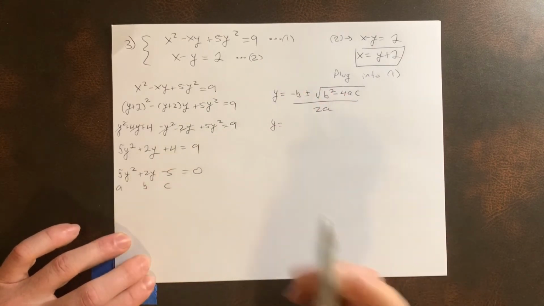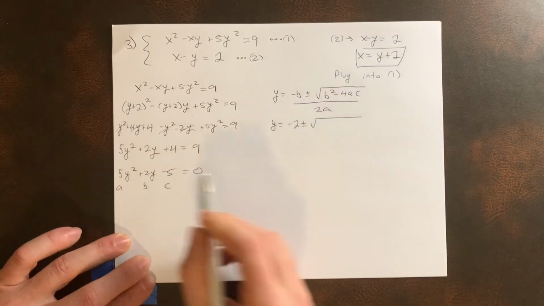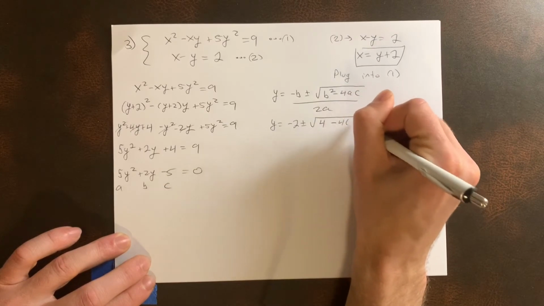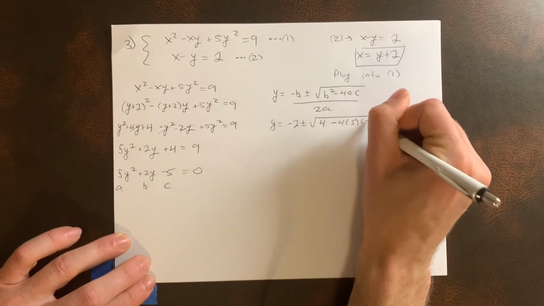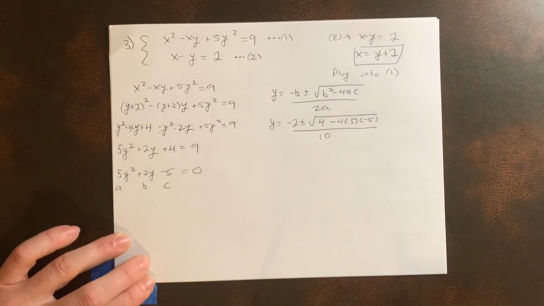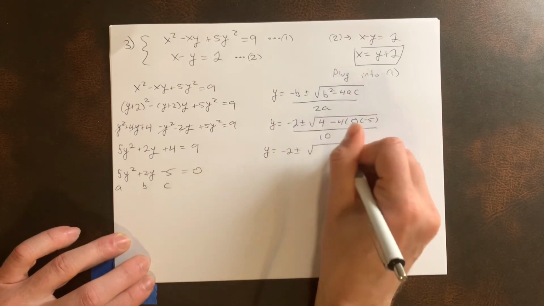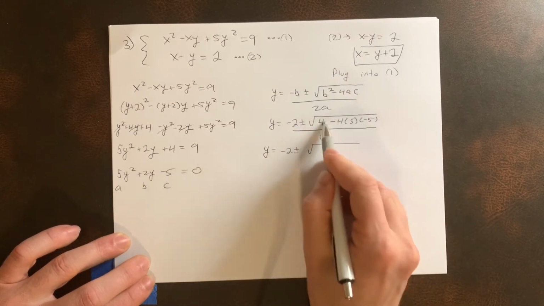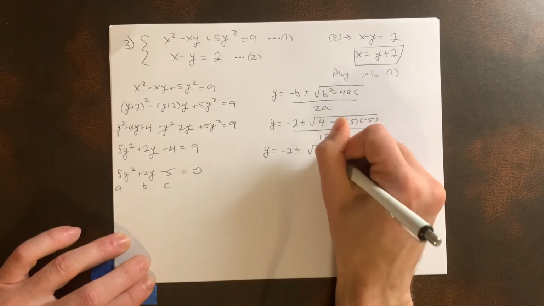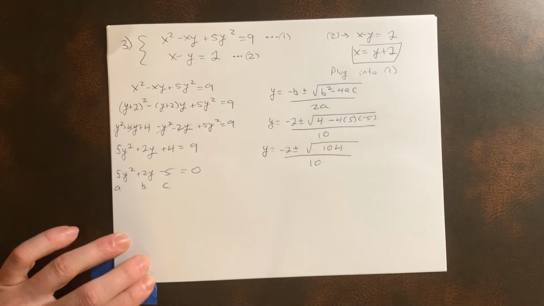So we'll have y equals negative b, so negative 2, plus minus the square root of b squared, so 4, then minus 4ac. A is 5, and then c is minus 5. And all over 2 times a, so 10. So if we simplify this, we're going to get minus 2 plus minus. And if we were to simplify this inside, the 4 minus 4 times 5 times negative 5, this is going to turn into 104. And have all that divided by 10.